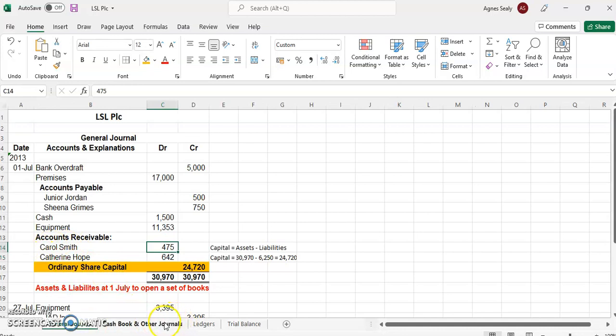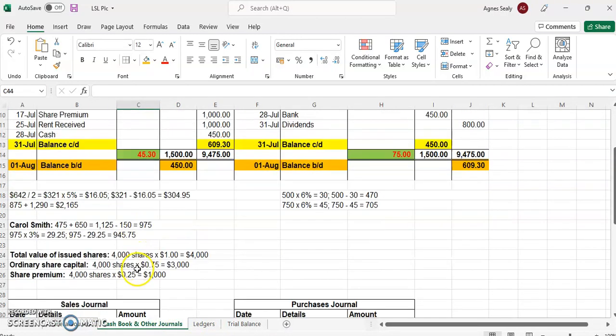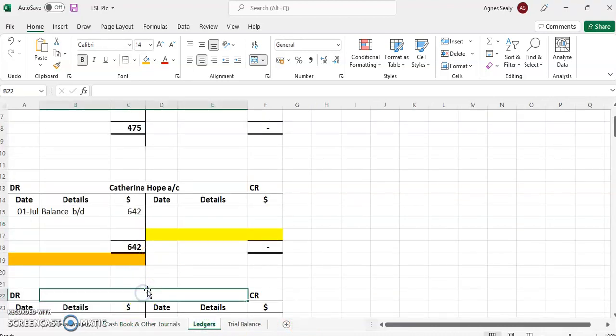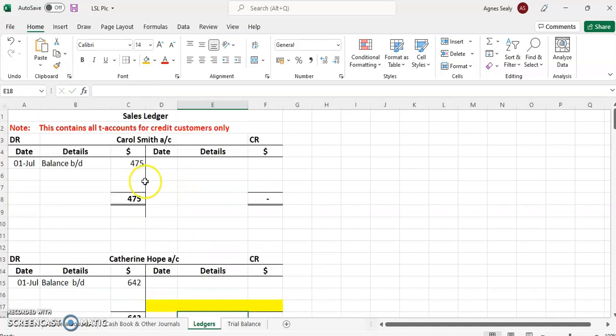So if you want to know if they had any new customers, you go to the sales journal to see if they had any new customers. So in the sales journal, we have another customer called Jennifer Johnson. So we're going to have an account for Jennifer Johnson. So now we are going to look to post our transactions.